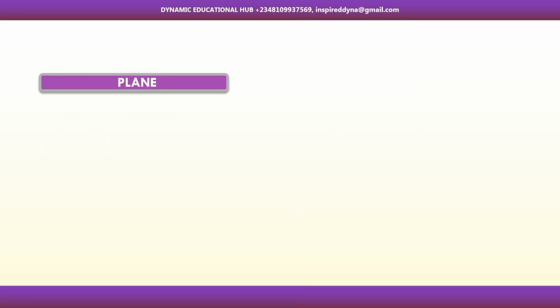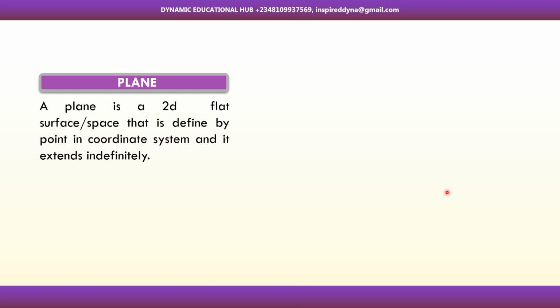So that's the meaning of plane in Euclidean geometry. What is a plane? A plane is a two-dimensional flat surface or space or area that is defined by points in a coordinate system and it extends indefinitely. For you to understand plane very well, a plane is just like a flat surface, a space. When you have a flat surface, then you can say we have a plane.